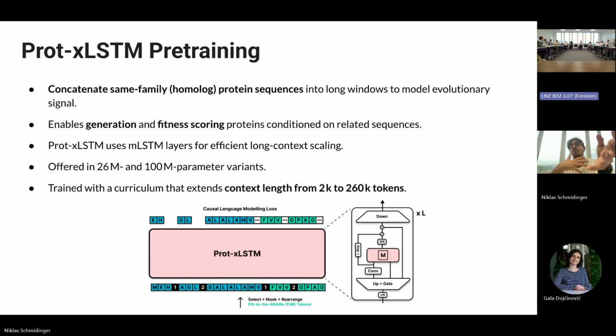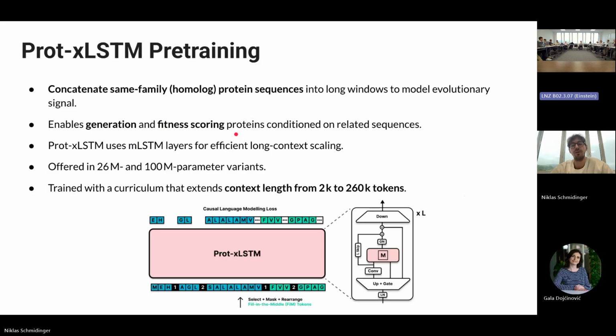So you have a sample of, okay, we have 5 proteins we care about, and we want to generate similar ones. Then you can just condition on those proteins that you already have. This gives the model a strong evolutionary signal about things that evolve together. It also enables us to generate novel proteins, and it also allows us to do fitness scoring.